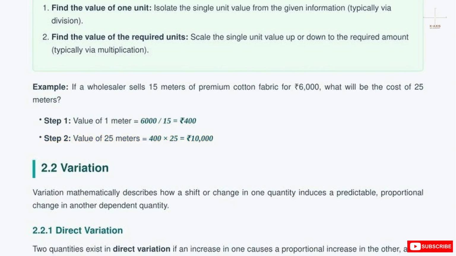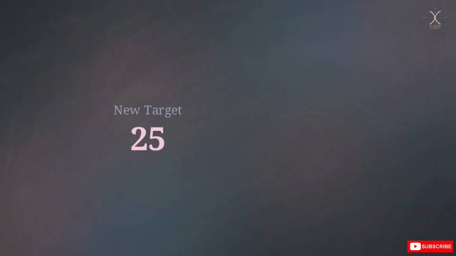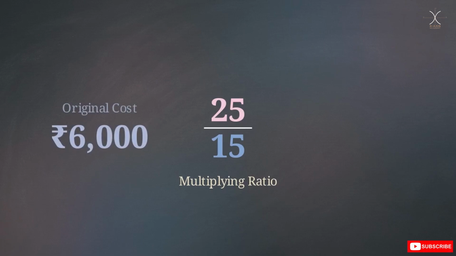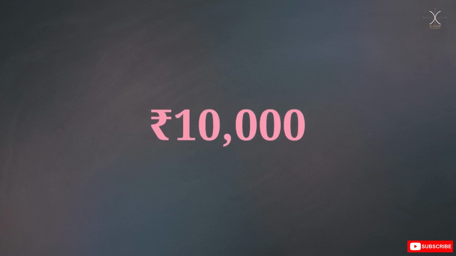The alternative strategy is the multiplying ratio. Outlined below, this skips the single baseline unit to analyze macro-level change. You create a simple fraction comparing your target goal to your starting point, the new value divided by the old value. For our fabric, our new target is 25, and our old length is 15. We multiply our original 6,000 rupee cost directly by the ratio of 25 over 15. The math bypasses the individual meter cost and takes us straight to 10,000 rupees.